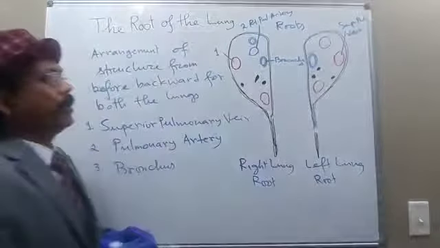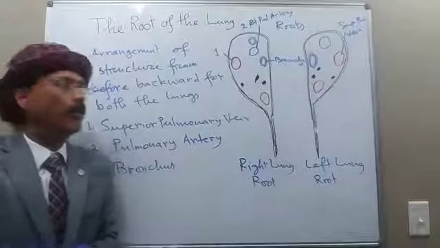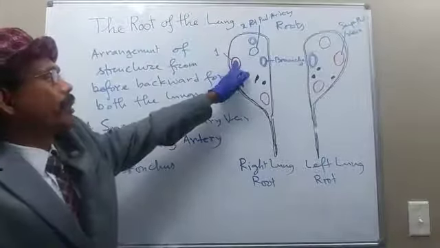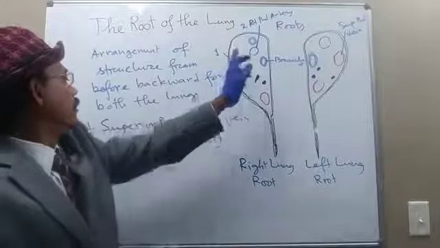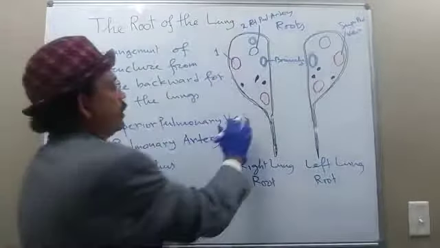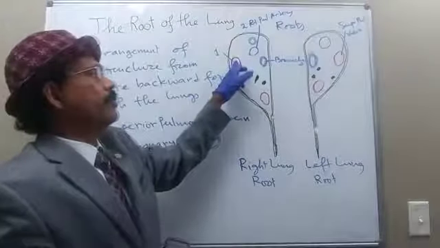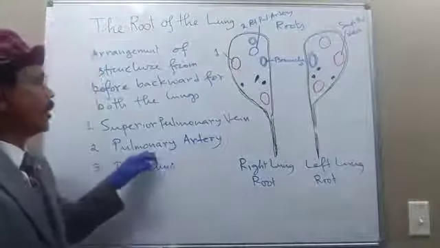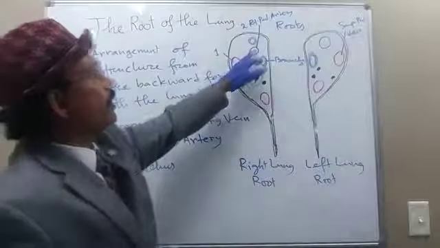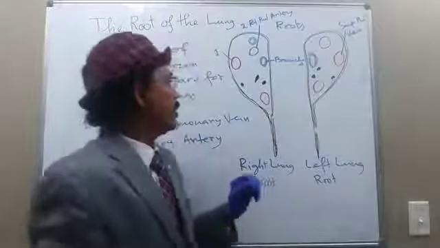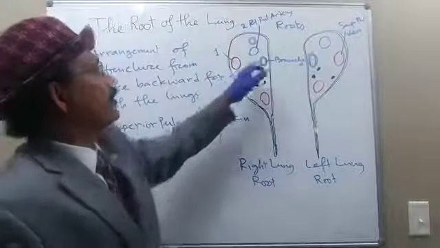Okay, how can you identify in the dissection hall? From anterior to posterior, the superior pulmonary vein, not artery. Its color is red, but it is a vein. It carries oxygenated blood. Then the pulmonary artery, this is the right pulmonary artery. It carries deoxygenated blood. Then the bronchus, this is the bronchus.